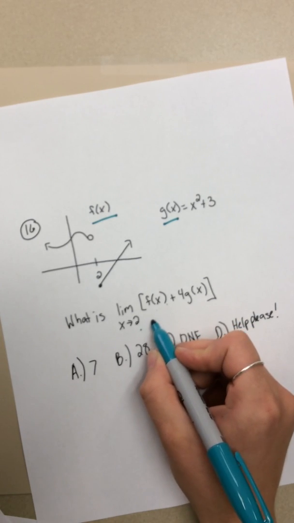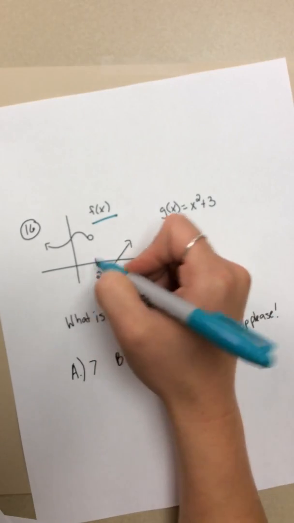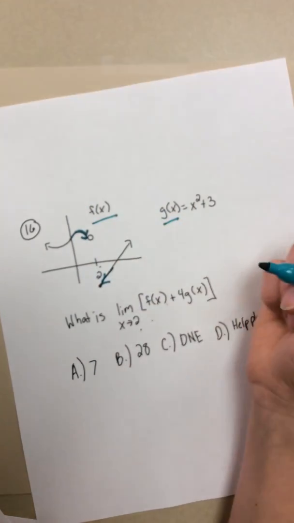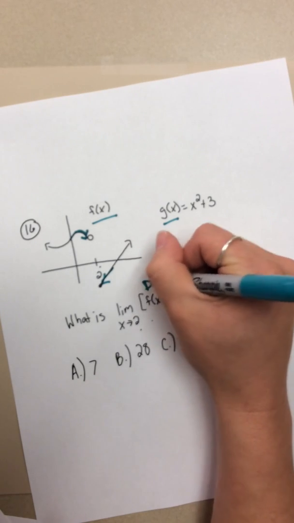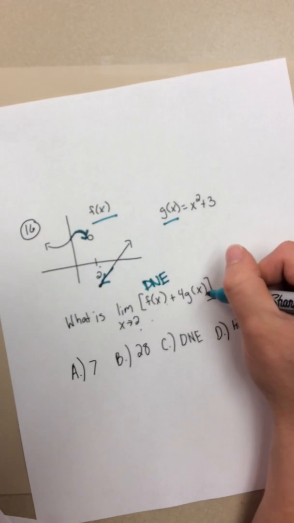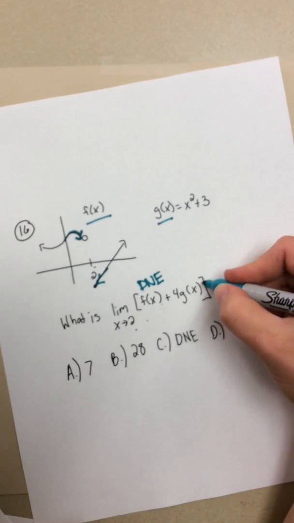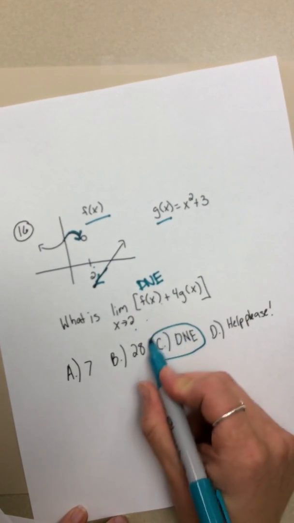So here, limit as x approaches 2 of f of x. All I care about is the left is equal to the right. They're not going to the same place. So right now, this limit does not exist. It doesn't matter what this one is, but if I have does not exist here, I can't possibly add it to a number. It would still be does not exist.